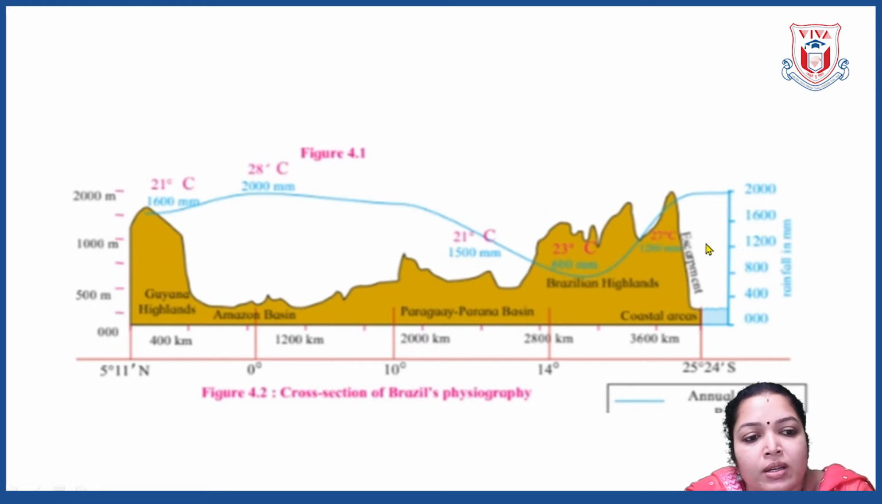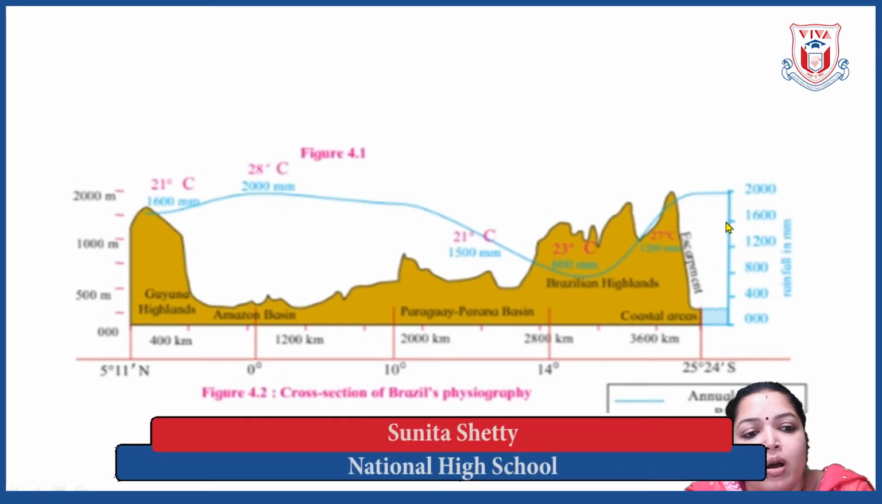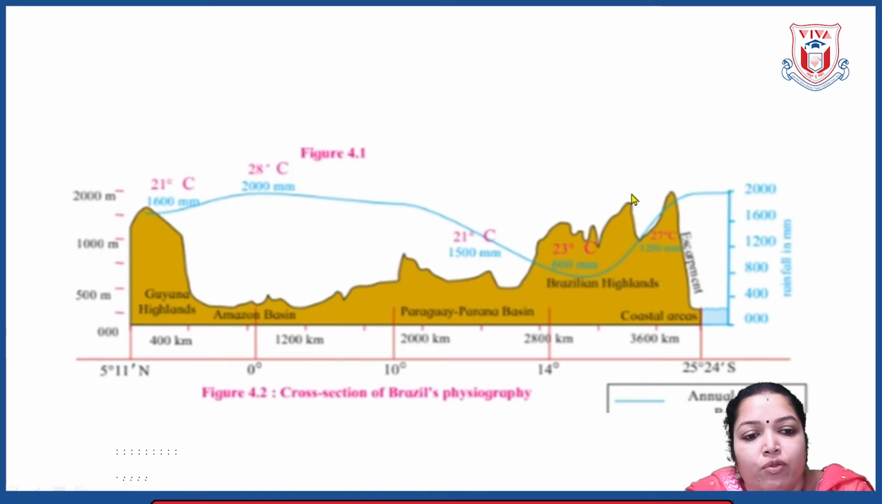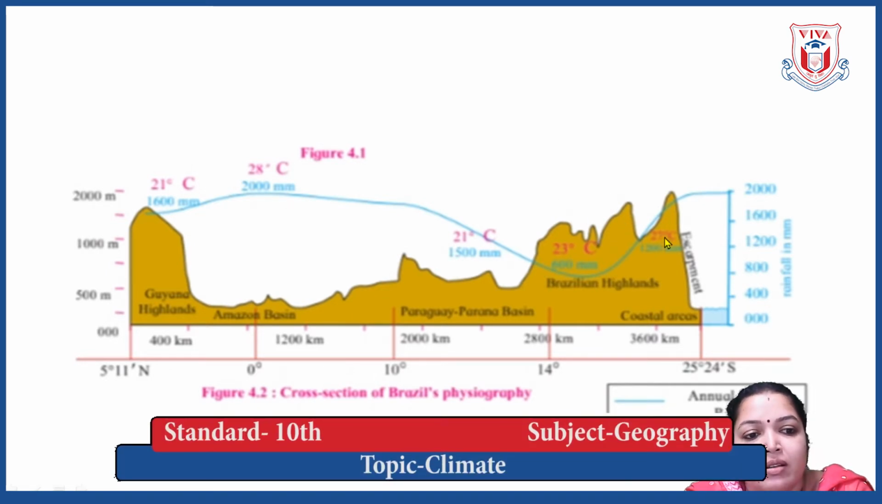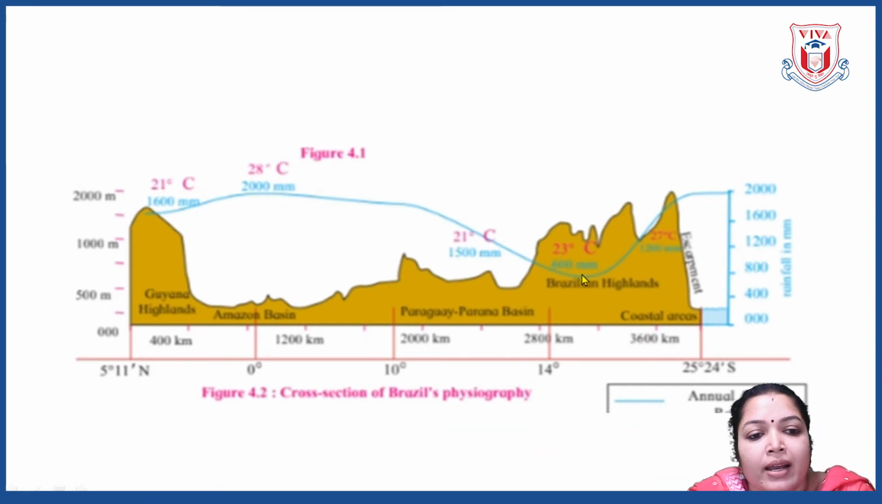Due to this, this region receives heavy rainfall, but as the clouds become lighter and cross this escarpment and move further, this side receives less rainfall. You can see here the amount of rainfall received. Here it is 1200, but when it crosses the escarpment and comes towards the highland, the rainfall reduces to 600 mm. But when it moves further, it gains moisture and the rainfall starts increasing again.